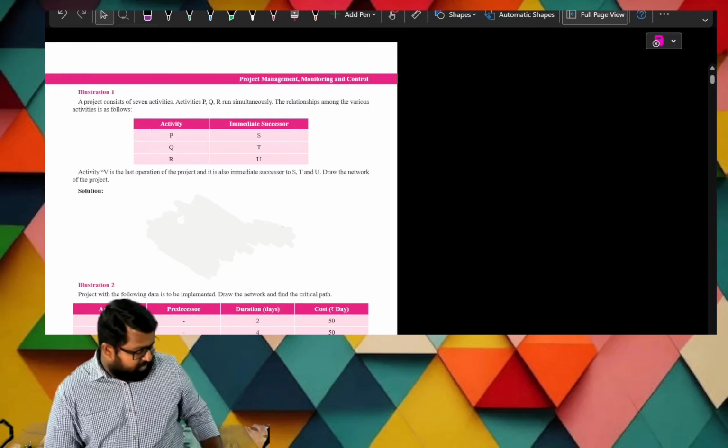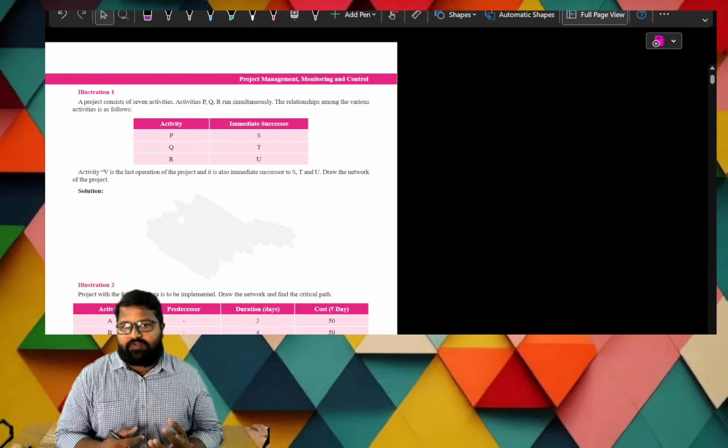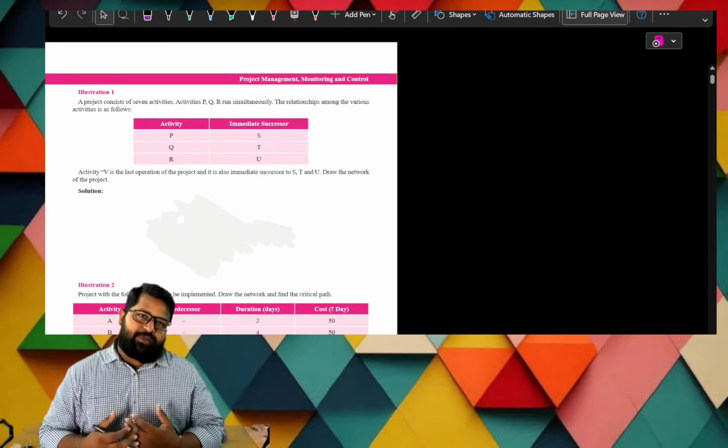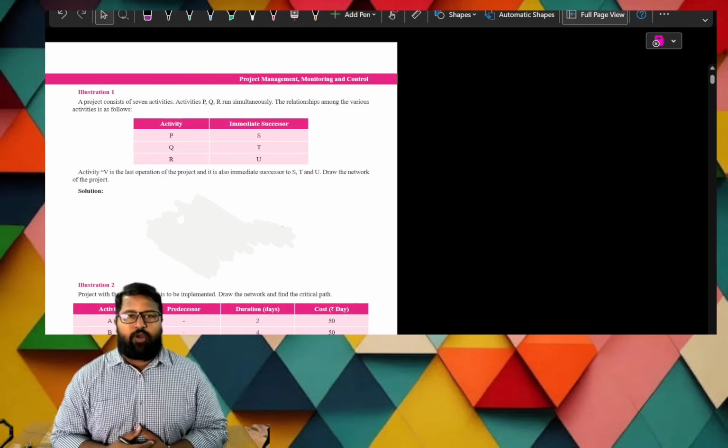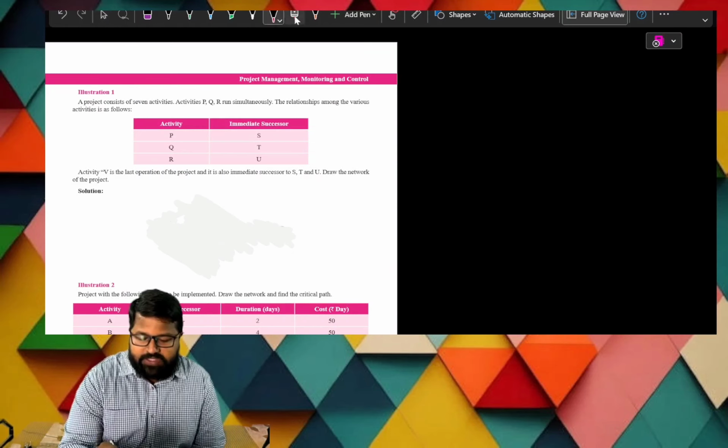So in this session, we are solving the illustrations from our ICMA material. Based on the knowledge we gained in the prior sessions, we shall solve the problems. In this, please read the problem once.